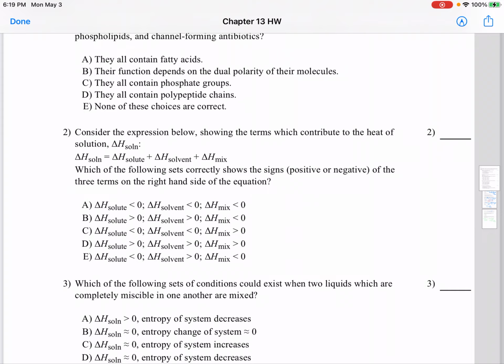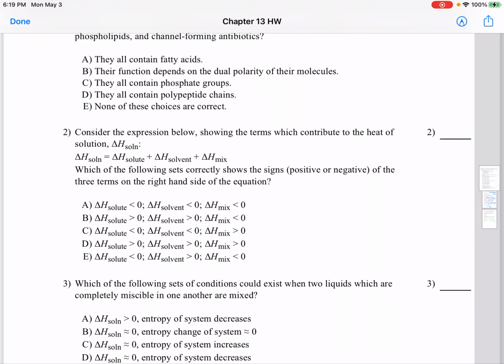So we talk about in the lecture videos, normally delta H solute is going to be always endothermic, meaning it absorbs heat when the solute particles separate. Same thing for the solvent, when the solvent particles separate, it also absorbs heat. So both the delta H solute and the delta H solvent are going to be endothermic processes. But the delta H mix, when the solute and the solvent mix together, it releases heat to the surroundings in an exothermic process.